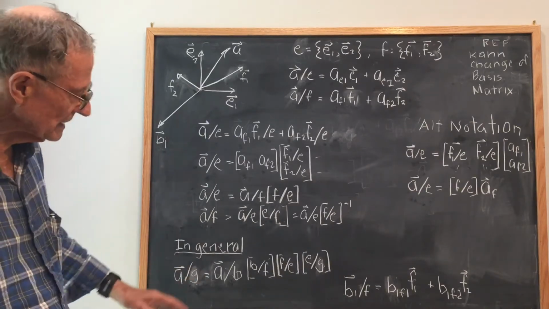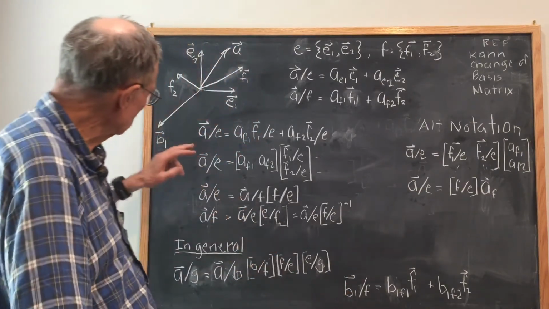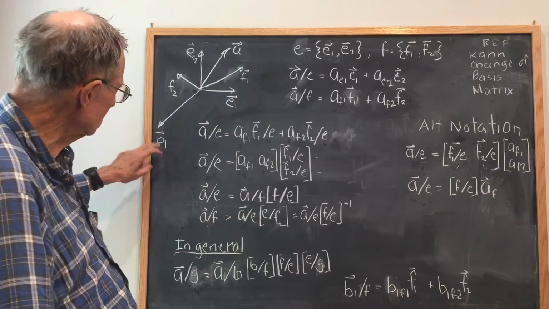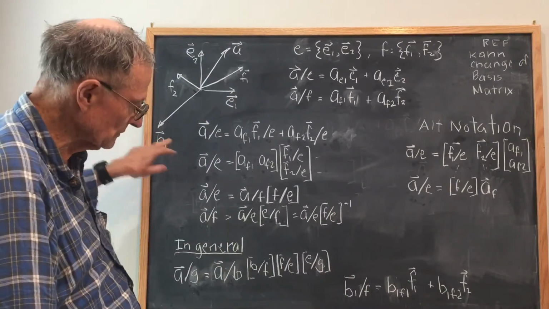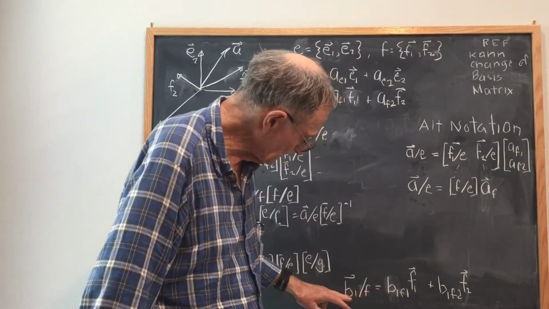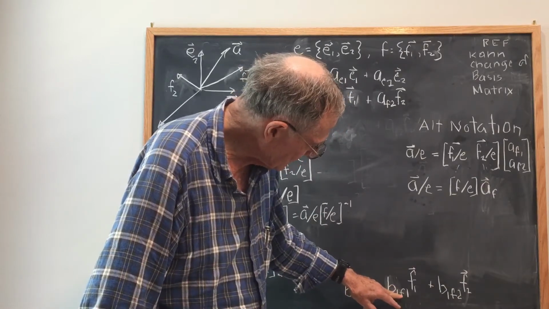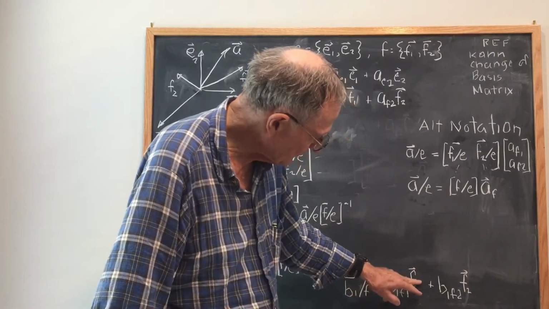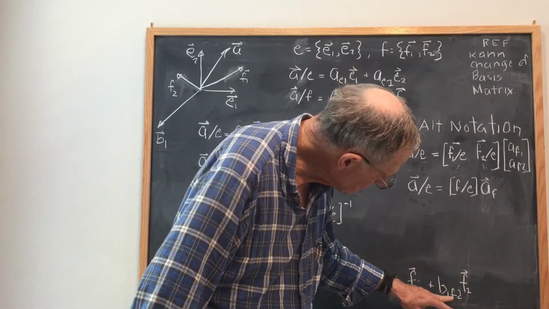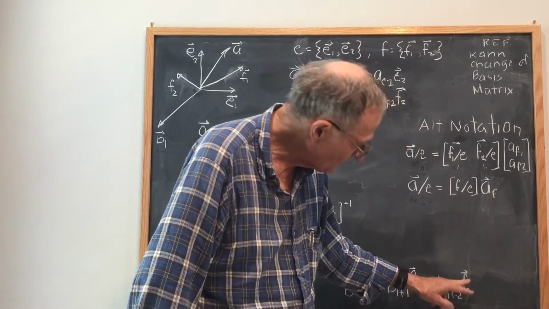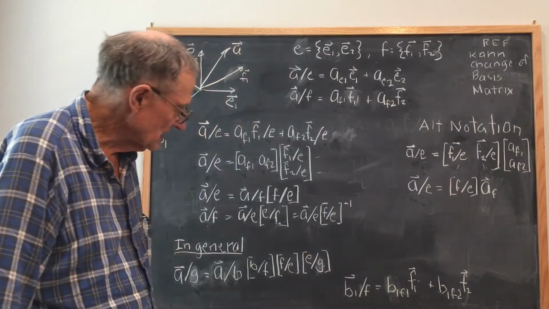I might add that, as a matter of notation, if I have this arbitrary vector b1, then I would denote it as b1 with respect to F as b1 with respect to F component 1 times F1, plus b1 with respect to F component 2 times F2.